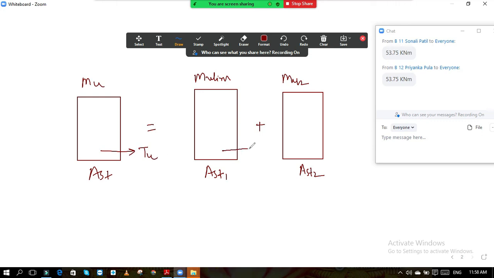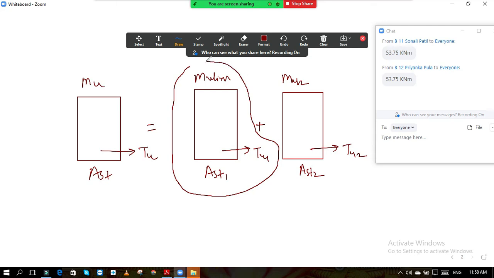What is the tensile force here? It is TU1. What is the tensile force here? It is TU2. Now if I am thinking about this section, MU limiting, I am just thinking about this MU limiting. So for MU limiting, what will be the formula? MU limiting must be equal to TU1 into Z1.